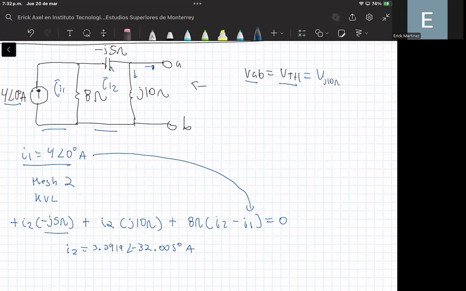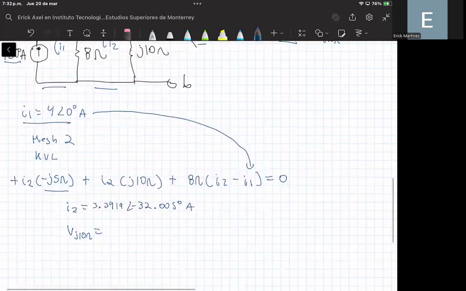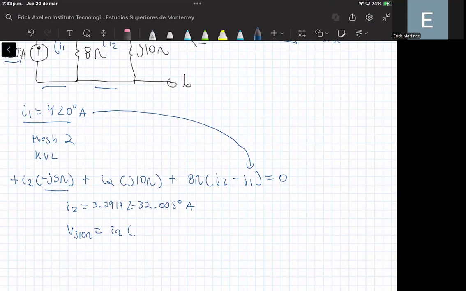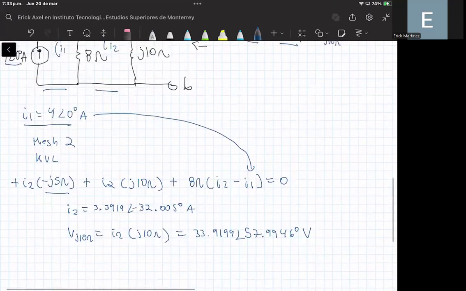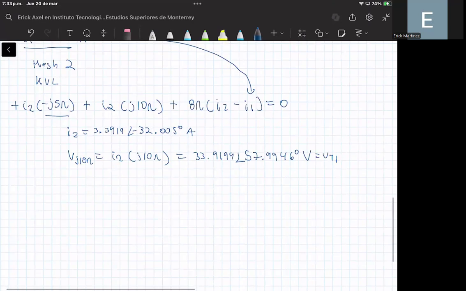And we can say that the voltage in this inductor with an impedance of j10 ohms is equal to I2 times the impedance value, that is j times 10 ohms, and this is equal to 33.9119 with an angle of 57.9946 degrees, and these are volts. So this is the voltage for this inductor that is equal to the Thevenin voltage. This is the Thevenin voltage.